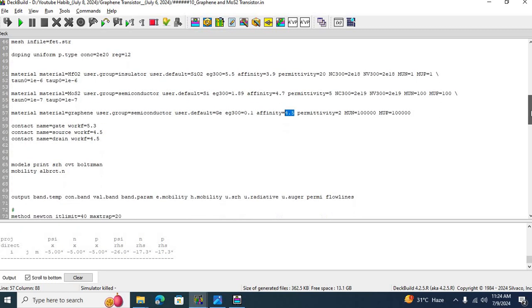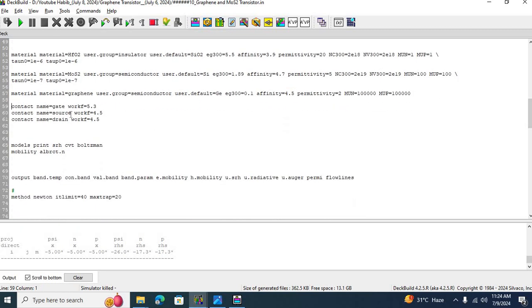Here I have introduced the work functions for the gate, the source, and the drain. The work function of graphene is 4.5, and since both my drain and source are based on graphene, I have set the work function of both source and drain to 4.5 electron volts.